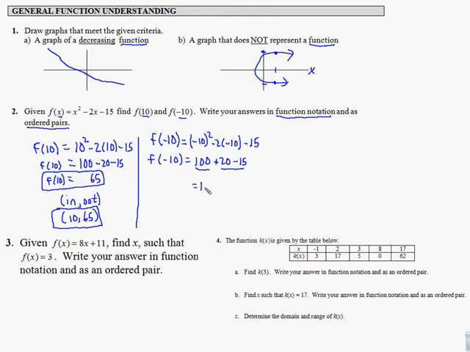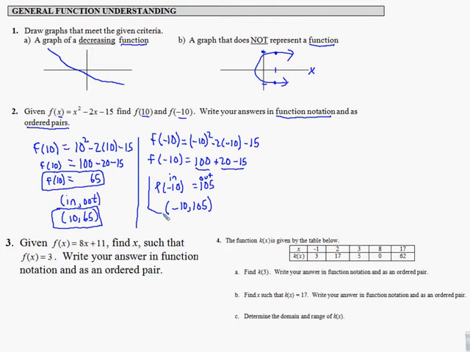So in function notation, we have that f of negative 10 is 105, and that simply means if you were to input negative 10, you'd get an output of 105. When you translate that to point notation, it looks like this: parenthesis, input, which is negative 10, comma, output, which is 105 in this case. Then you go from function notation to point notation.